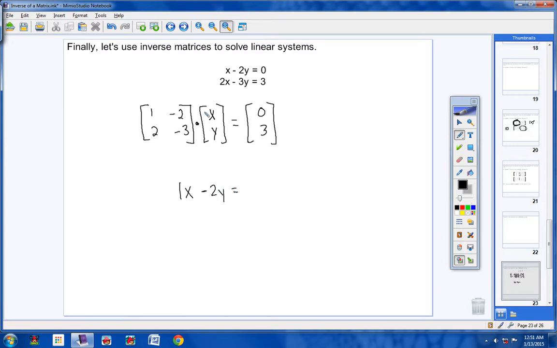And that should equal 0. And look, that's the exact equation you have here. And then here, when you take row times column, you're taking 2 times X, -3 times Y. And that should equal this right here, 3. And that's the exact equation you have here.